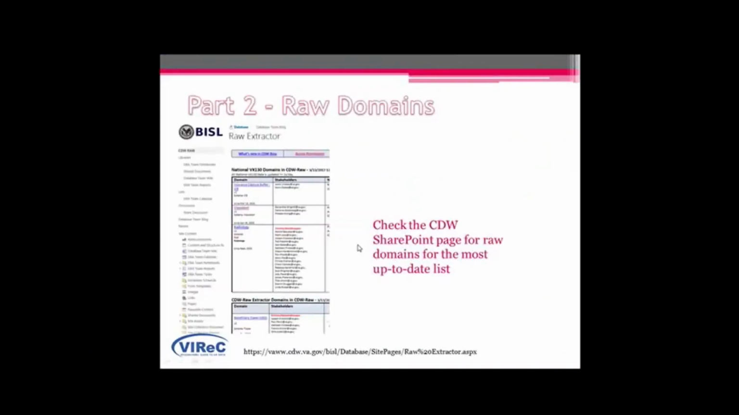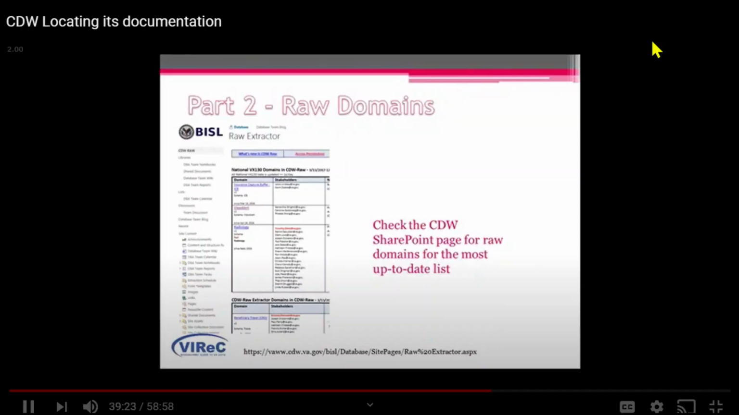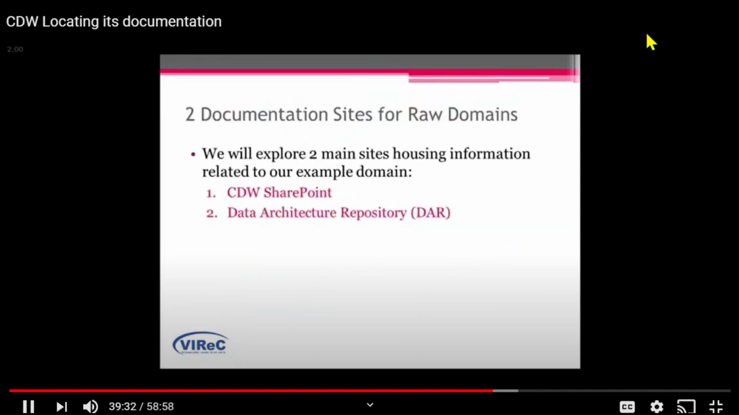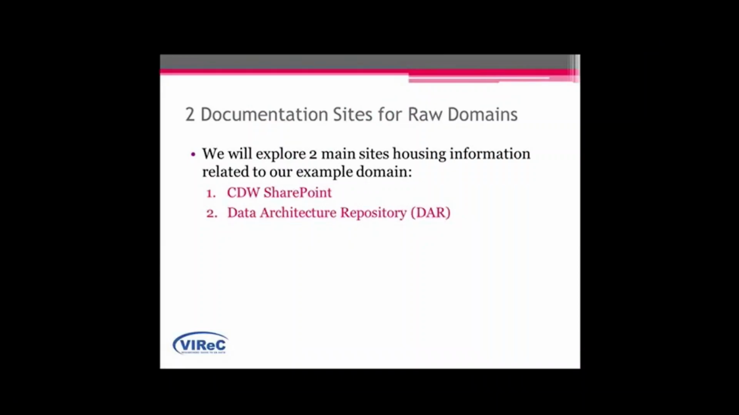So let's move into a discussion of the documentation that exists for raw domains of the CDW. Here is the page that pertains to documentation of CDW as it exists on the CDW SharePoint site. The direct URL is at the bottom of the screen, but I'll also show you how to work your way there from the home site. We're going to explore the content on the CDW SharePoint site, and then once again take a quick look at how you would use the data architecture repository to help fill in information about business source data.